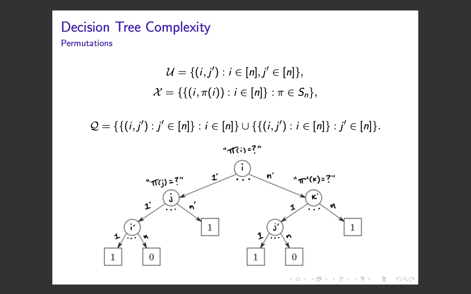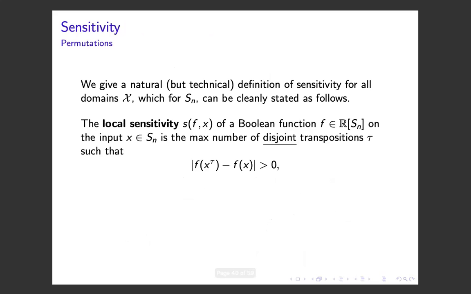I guess one of the open questions that we'll talk about later is whether or not we can find applications for this, and that would be really great. But it seems like there ought to be. Anyways, let's move on and talk about sensitivity. In the full version of our paper, we give a natural definition for sensitivity, but it's a bit technical. However, for permutations, we can state it pretty cleanly as follows.